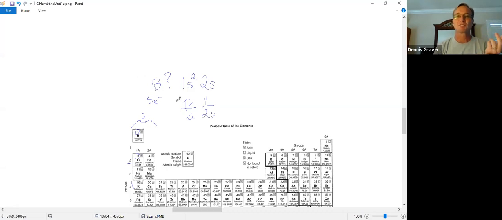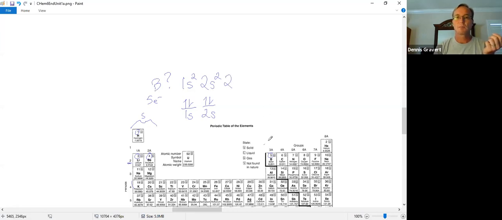Wait, we're doing boron. So where's the 4th electron? Well, the 4th electron is configured like beryllium's. 4th electron, second row, S block. That's just filling up this orbital. Where's the 5th electron? Well, here's boron. Its last and final electron is here in the second row.